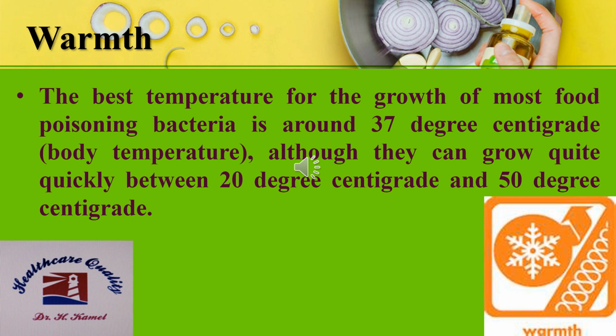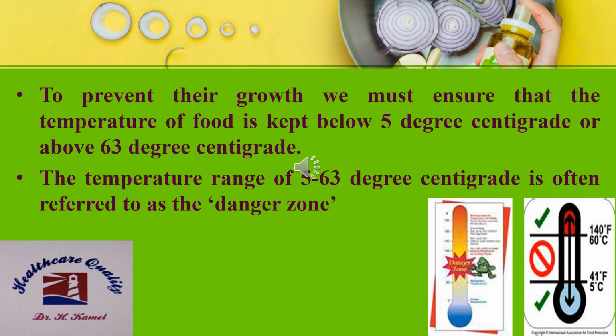Warmth. The best temperature for the growth of most food poisoning bacteria is around 37 degrees centigrade, although they can grow quite quickly between 20 degrees centigrade and 50 degrees centigrade. To prevent their growth, we must ensure that the temperature is kept below 5 degrees centigrade or above 63 degrees centigrade. The temperature range of 5 to 63 is often referred to as the danger zone.